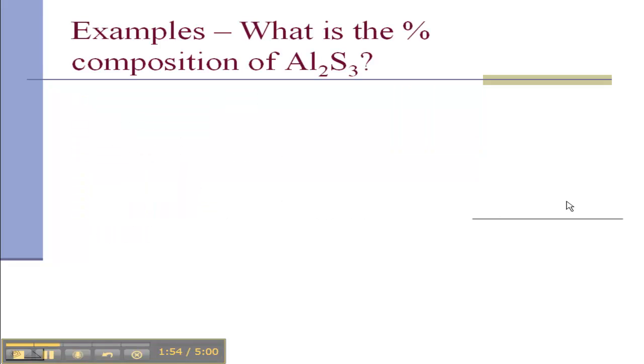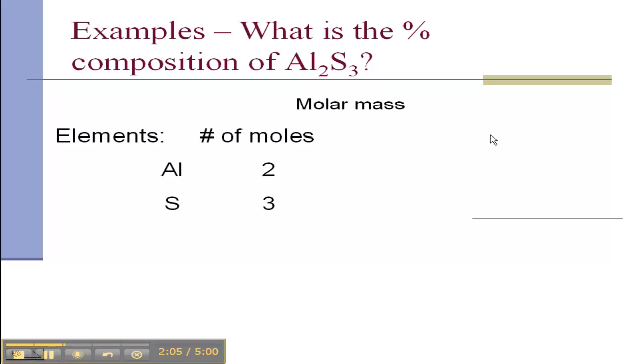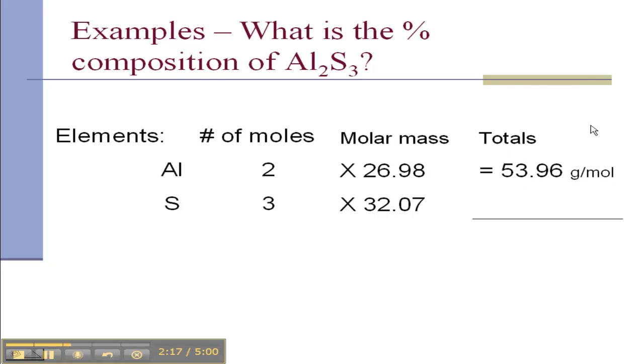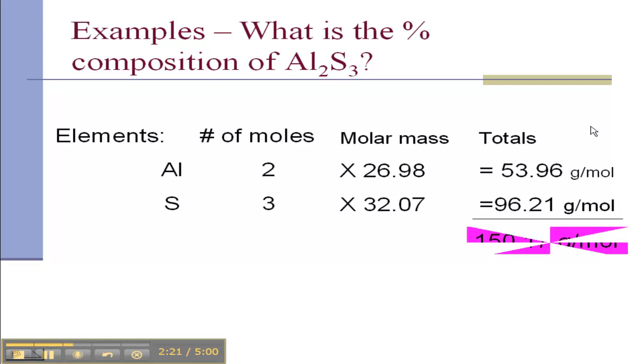So let's do aluminum sulfide, Al2S3. We list our elements: aluminum and sulfur. We list our subscripts, 2 and 3. Our molar masses from the periodic table are 26.98 and 32.07. If we do our multiplication, we get 53.96 and 96.21. Add those up for a total. So 150.17 grams per mole is our molar mass.